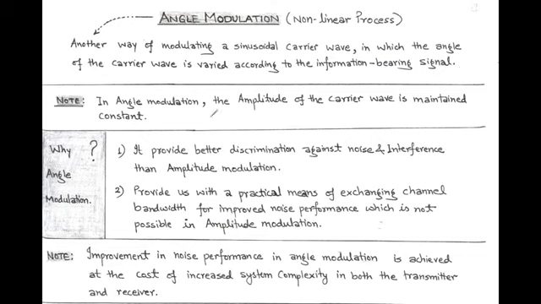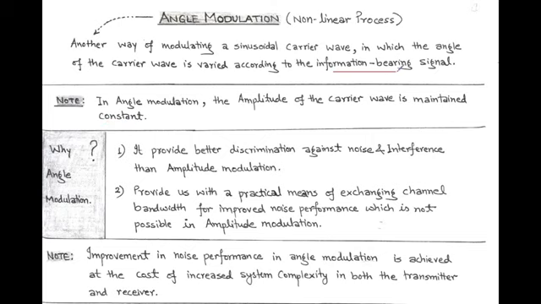Now we note a point. In angle modulation, the amplitude of the carrier wave is maintained constant. So this is an important point. While in case of amplitude modulation, or AM, the amplitude of the carrier wave varies instantaneously according to the message signal. And this is a basic difference between amplitude modulation and angle modulation. In angle modulation, the amplitude of the carrier wave remains constant, but its angle varies according to the modulating or message signal.